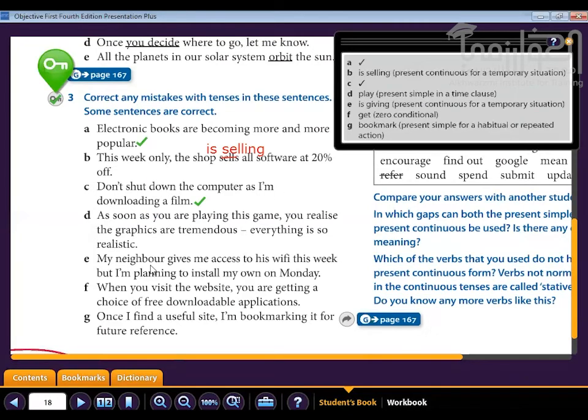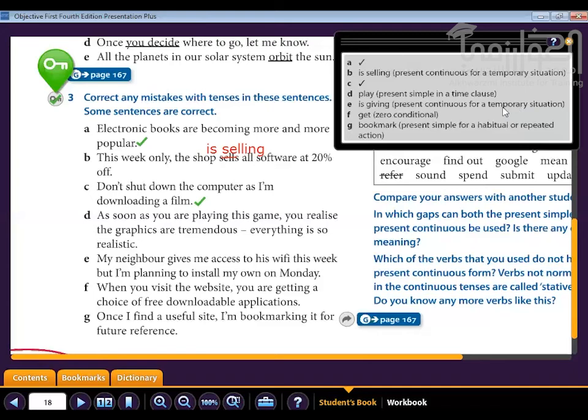Then we have E. My neighbor gives me access to his Wi-Fi this week. So this should be present continuous: is giving me this week. The time expression this week means we should use the present continuous. So my neighbor is giving me access to his Wi-Fi this week. So present continuous for a temporary situation, and it is only this week. Temporary means it will change. The person will stop giving you. He's giving you only this week, so not forever.